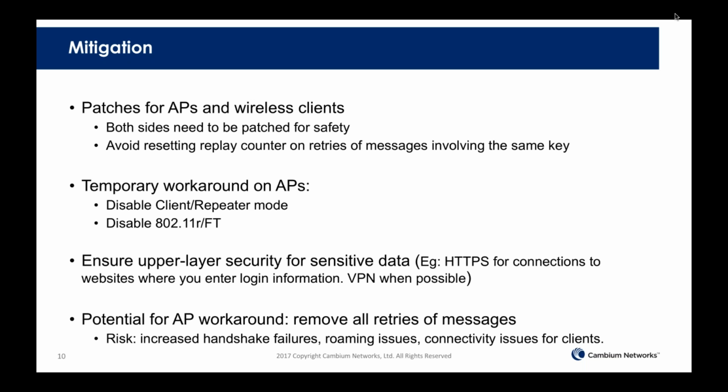Now there is a potential AP workaround where just patching the AP might be enough. If the AP were to not retry any messages, but this comes at a risk because without any retries, if it's a noisy environment, then you would have increased handshake failures, you would have roaming issues, and clients would potentially also have connectivity problems. So there are cases where clients are either slow in processing the first message, or as the handshake walks down the ladder diagram, there are some messages which take a long processing time from the client, and they may not respond in time. So without retries, that would result in a failed connection, and the connection would have to start all over again. And we have seen some cases where a client can get stuck in this loop of not being able to associate with the AP.